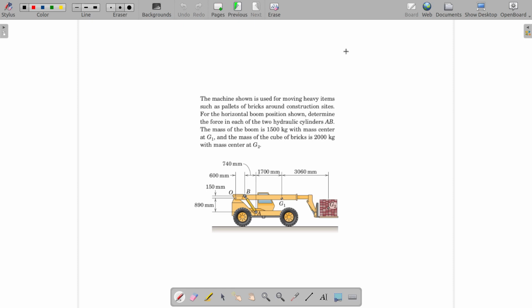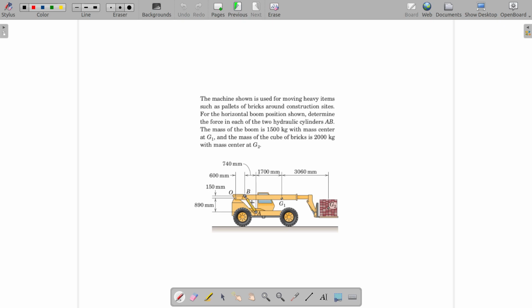You have a machine shown here which is used for moving heavy items such as pallets or bricks around construction sites. So for the horizontal boom position shown, you are asked to determine the force in each of the two hydraulic cylinders AB. So there are two hydraulic cylinders AB here. So the one is on the other side.